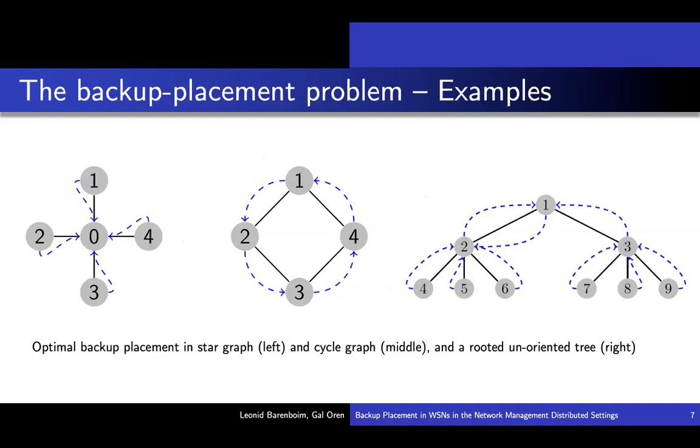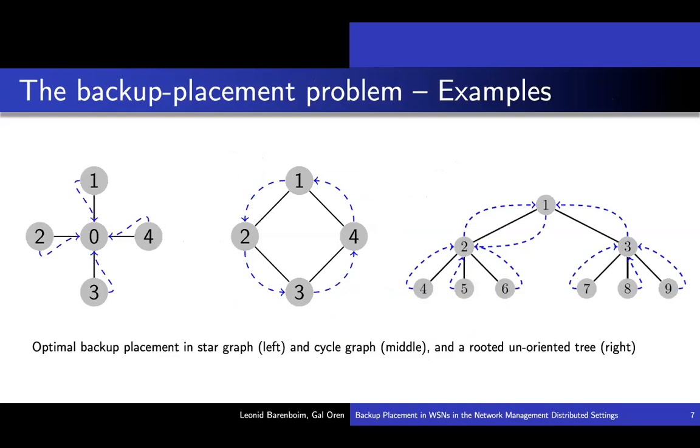Let's take a look at some basic examples. In the middle, you can see a cycle graph. The optimal backup placement solution would be if each node selects its succeeding neighbor to be its backup node. And by that, the maximal backup burden for each node will be only 1 unit, a good result.